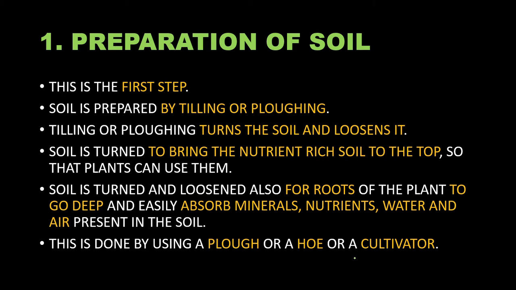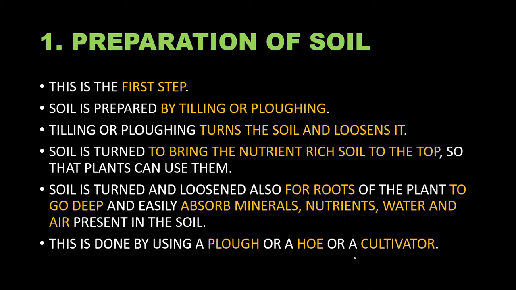This is the first step. Soil is prepared by tilling or ploughing. Tilling or ploughing turns the soil and loosens it. Soil is turned to bring the nutrient-rich soil to the top so that plants can use them. Soil is turned and loosened also for roots of the plant to go deep and easily absorb minerals, nutrients, water and air present in the soil.